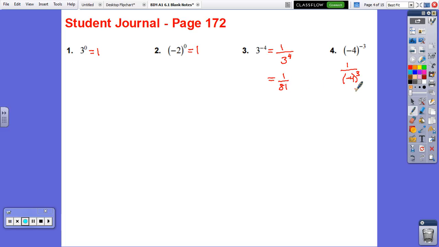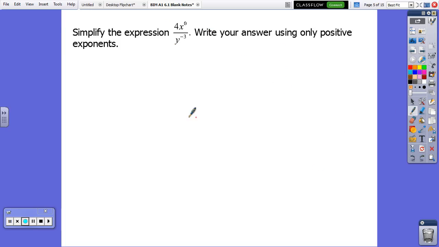On this one, when you do negative 4 to the 3rd, just make sure you plug that negative 4 in parentheses, and then do to the 3rd power. That's going to come out to be negative 64, so this answer is 1 over negative 64, or negative 1 over 64. Same thing right there. Okay, here's just another example. This isn't in your notes, so you can just follow along.